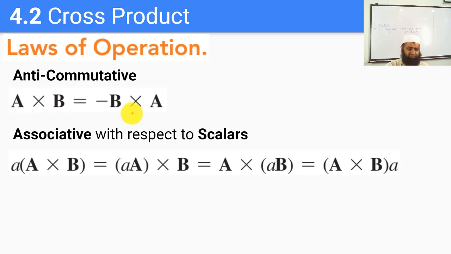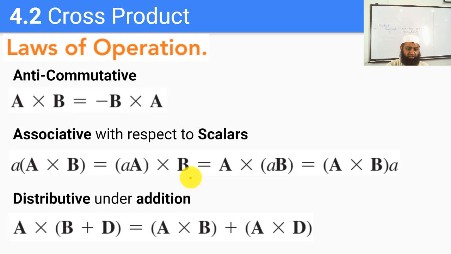The second, this is very trivial to prove: any time we multiply a cross product of two vectors with a scalar, the scalar can either be multiplied by the first vector, or by the second vector, or it can be multiplied at the end. It doesn't really matter. So the cross product is associative with respect to scalars.